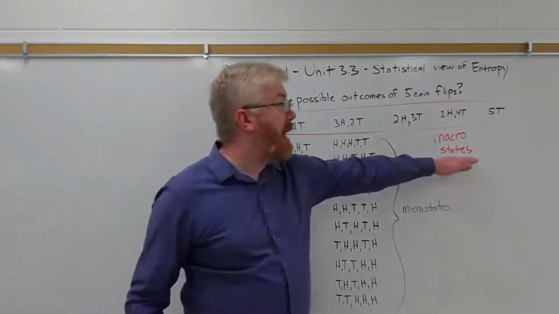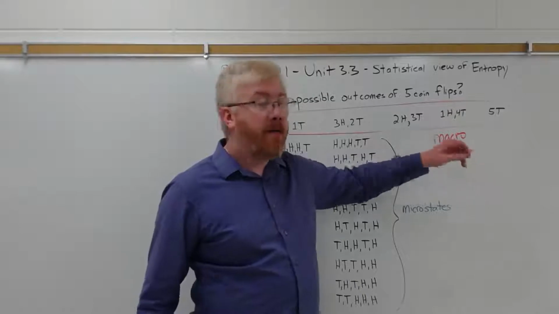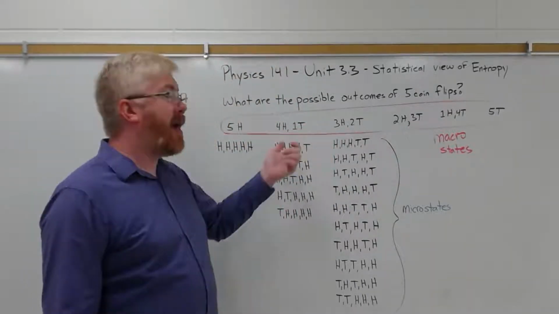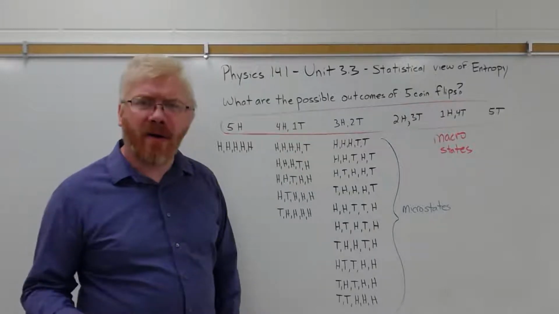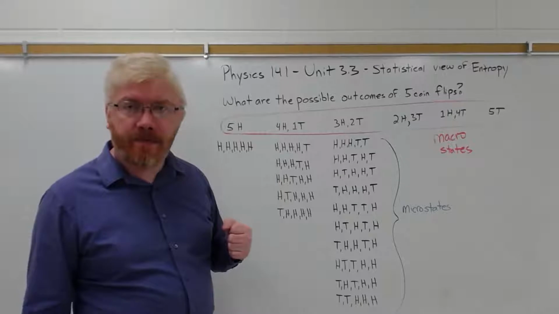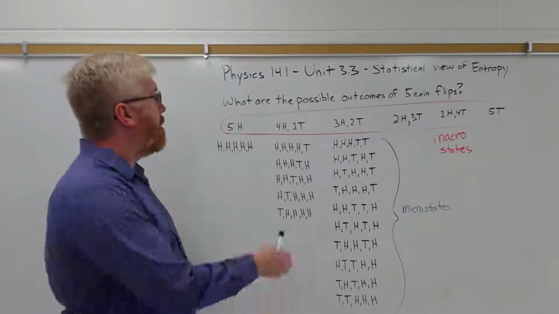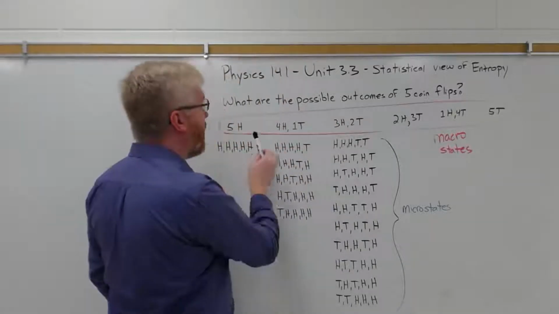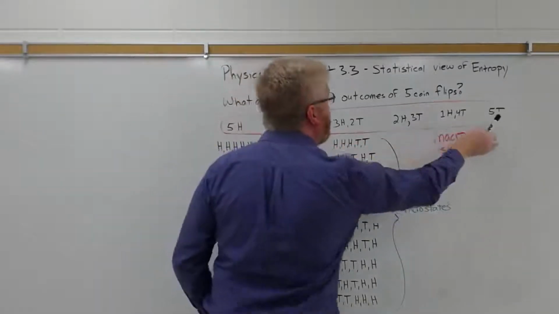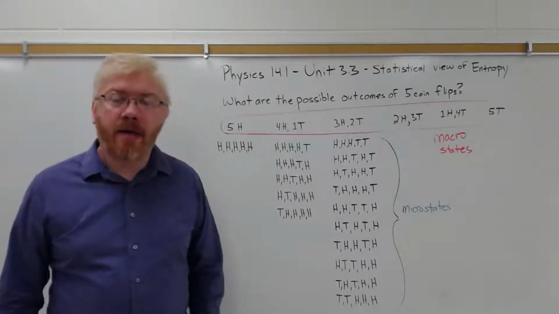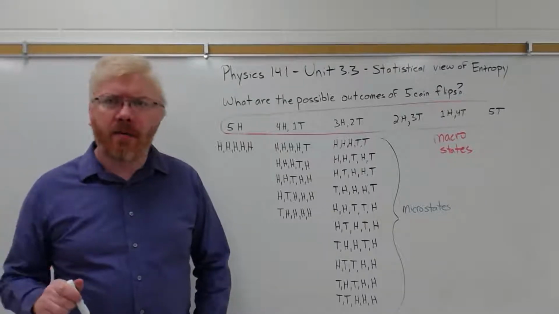These are called macro states. Because normally when we look at 4 heads and 1 tail, we don't care which coin was the tail. We just want to know that one of them was tails. But the macro states here, it looks like there are 6 possible outcomes, so each outcome should be just as likely, right? But that's not true at all.